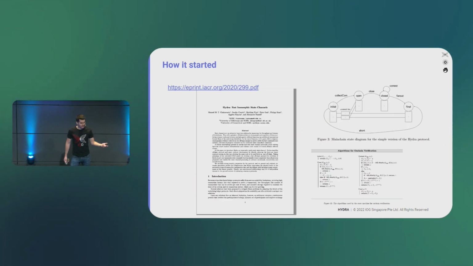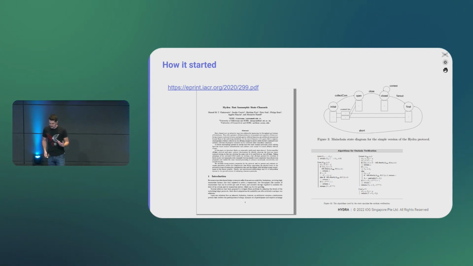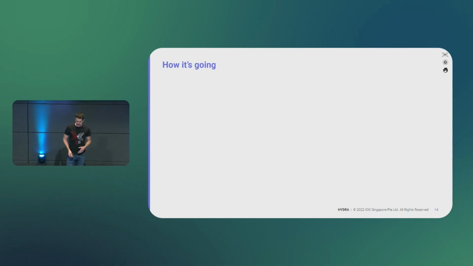So we started two years ago with a research paper, the multi-party isomorphic state channel paper. It's only 60 pages, so it was an interesting read. And this is how it started. Now, over time, I really don't want to bore you with this. This is how it's going. You might have seen this demonstration.